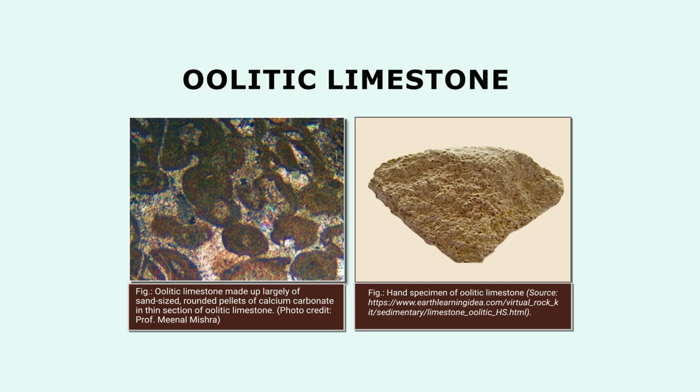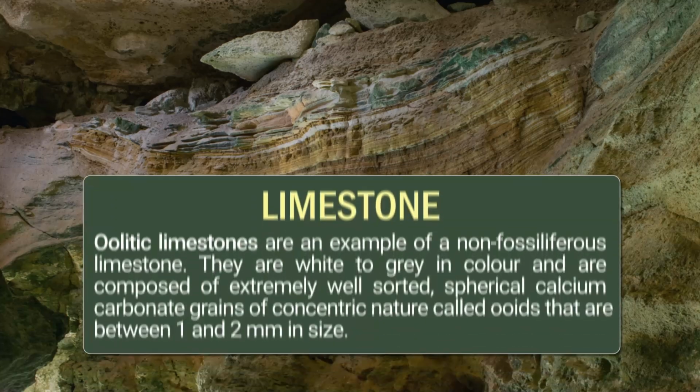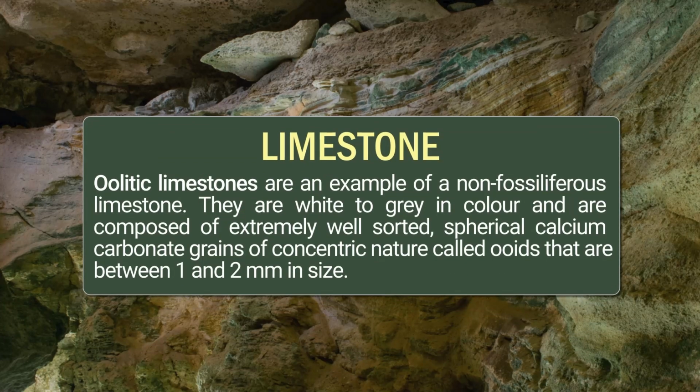Here you can see a hand specimen of oolitic limestone, and here you can see oolitic limestone in thin section, where you can see the sand-size rounded pellets of calcium carbonate. Oolitic limestones are examples of non-fossiliferous limestone. They are white to grey in color, and they are composed of extremely well sorted spherical calcium carbonate grains of concentric nature, called ooids, that are between 1 to 2 mm in size.